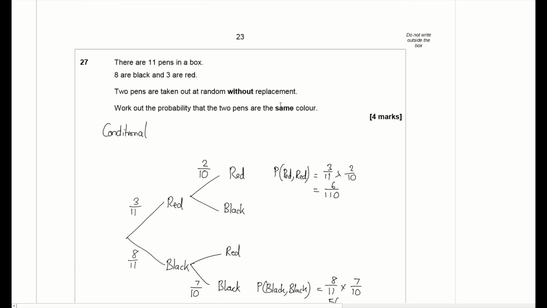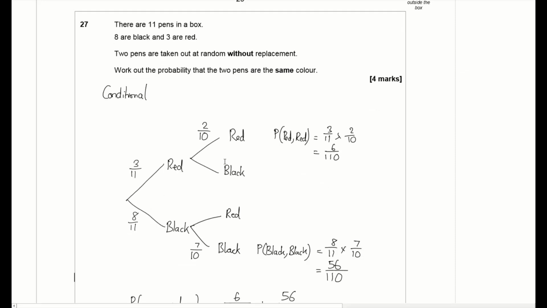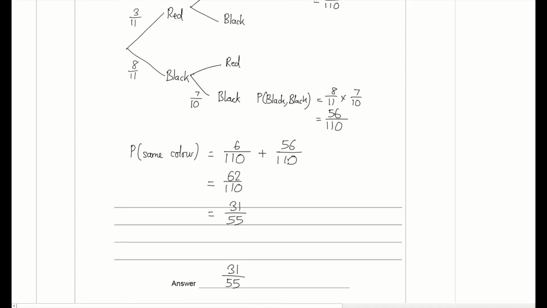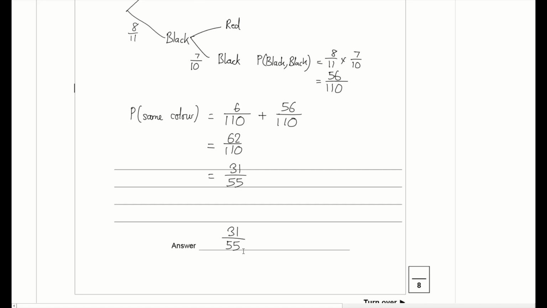So without replacement is a bit of a giveaway for it being conditional probability, and by conditional, the probability of the second event or second pick in this circumstance is dependent upon the first. So on a higher paper, it's very likely that probabilities you deal with, particularly at this stage of the paper, are going to be conditional. And because you're only really making 2 selections as you go, a probability tree is the better way to present the data. So 31 over 55 is the correct answer.